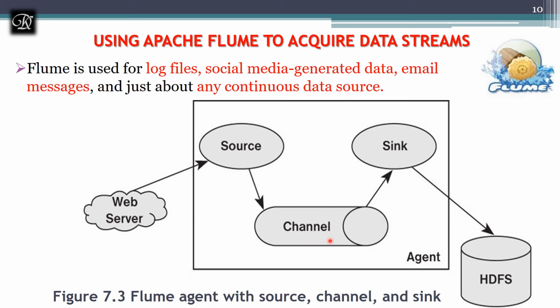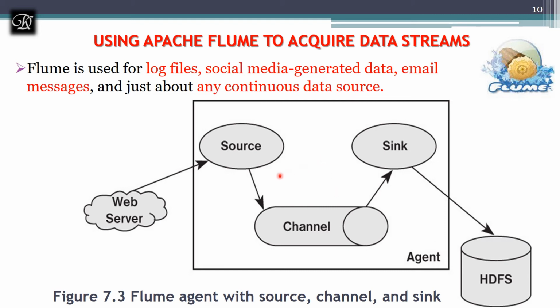And what about the sink? Sink is the data delivery destination, where it connects directly to the HDFS, or it may be any local file system, or it may connect to another Flume agent when there are multiple Flume agents. A Flume agent should have all these three components.